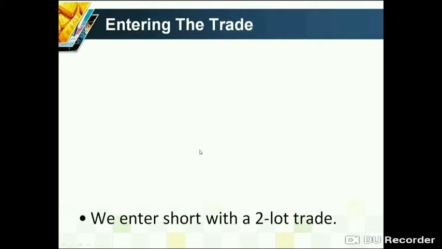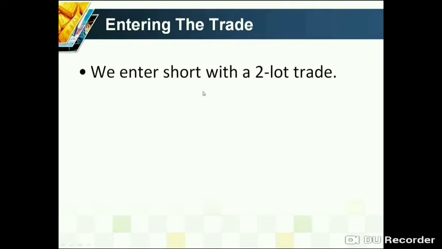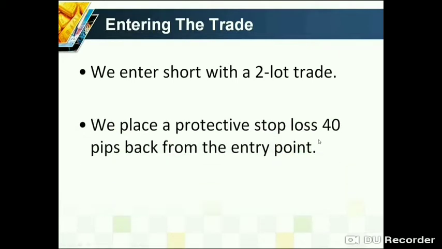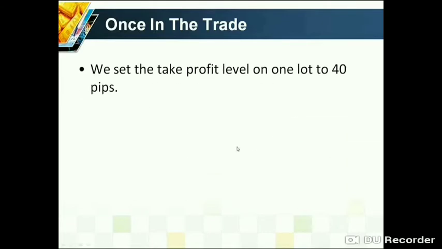Once we are entering the trade, the system is meant to be entered with 2 lots or multiples of 2. If you're just getting started, use 2 lots, and then make sure you watch the advanced videos to understand what I'm talking about by multiples of 2. And we place a protective stop loss 40 pips back from our entry point. And then once we're in that trade, we manage the trade as follows. We set the take profit level on 1 lot to 40 pips. So our first lot exits when we make a profit of 40 pips, the same as our stop loss.